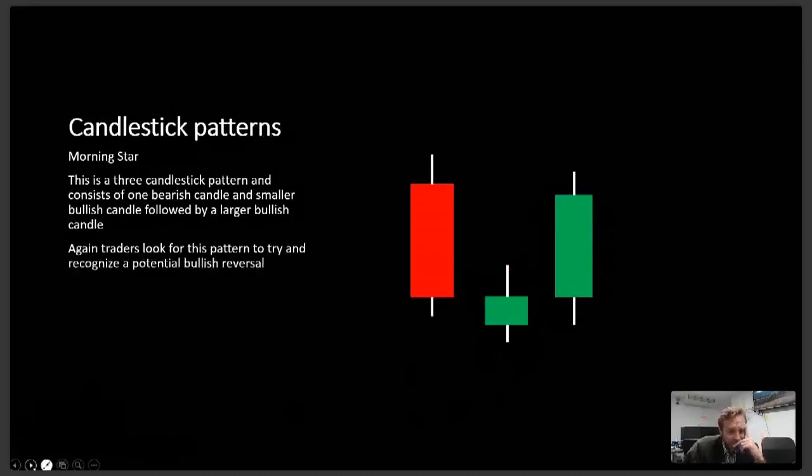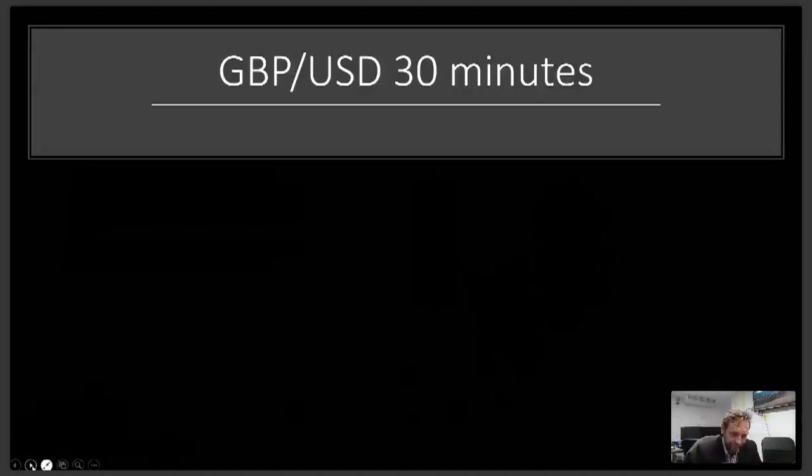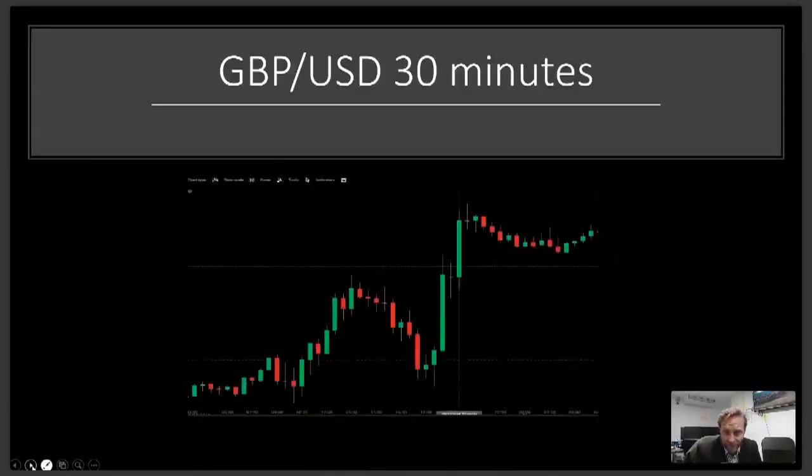Now, again, traders look for this pattern to try and recognize a potential bullish reversal. So again, this pattern happens at the end of a downtrend. And let's have a look here. This is again the British pound, US dollar on 30 minutes. Can you see this pattern?